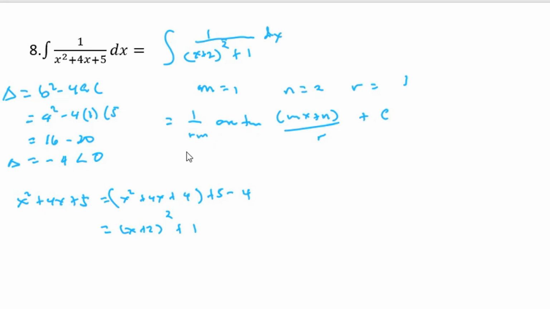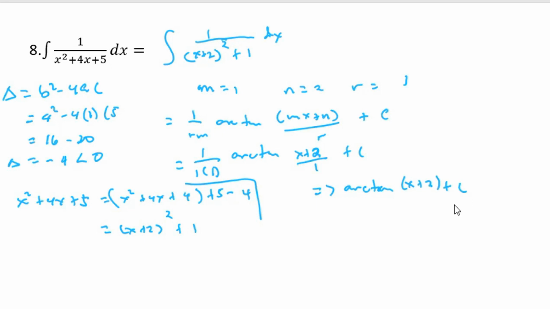By substituting the value of r, m and n, so we can have now 1 over r is 1, your m is also 1, so we have now arc tangent of mx plus n. We have now here x plus 2 over r, where r is also 1, so plus a constant. So finally, the answer now will give us 1 over that, it's just 1 over 1, it's just 1. So we have now arctangent of x plus 2 plus a constant.